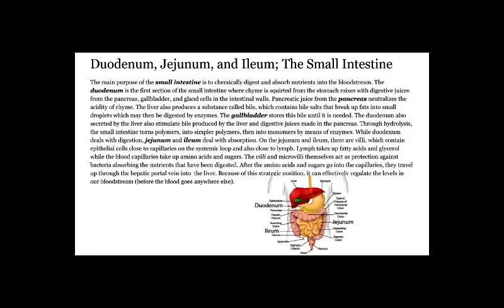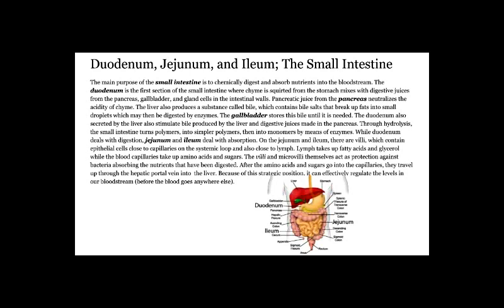So the small intestine is made up of the duodenum, jejunum, and ileum. The main purpose of the small intestine is to chemically digest and absorb nutrients into the bloodstream. There are three parts of the small intestine: the duodenum, the jejunum, and the ileum. So the duodenum is involved with digestion. The jejunum and the ileum are involved with absorption. This is really where that kind of change occurs.